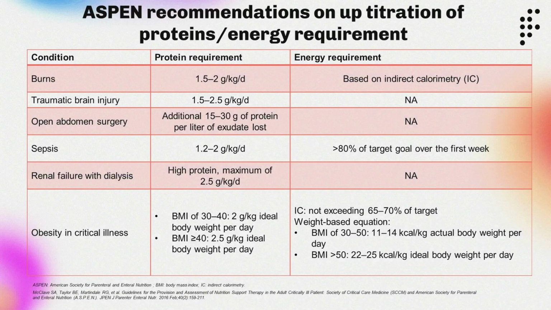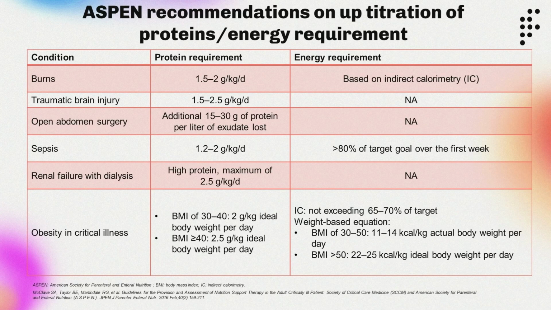According to expert recommendation on titration of protein or energy requirement, in burns, protein requirement is 1.5 to 2 gram per kilogram per day, and energy requirement is based on indirect calorimetry. For traumatic brain injury, it's the same, and data on energy requirement is not available. In open abdominal surgery, an additional 15 to 30 gram of protein per liter of exudate lost. In sepsis, 1.2 to 2 gram per kilogram per day, and for energy, more than 80% of the target goal over the first week.